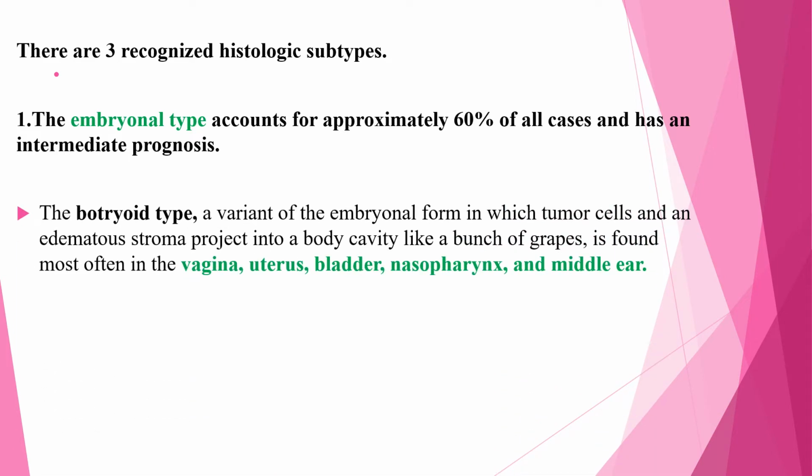The botryoid type is a variant of the embryonal form in which tumor cells and edema project into a body cavity like a bunch of grapes, and it's found most often in the vagina, uterus, bladder, nasopharynx, and the middle ear.